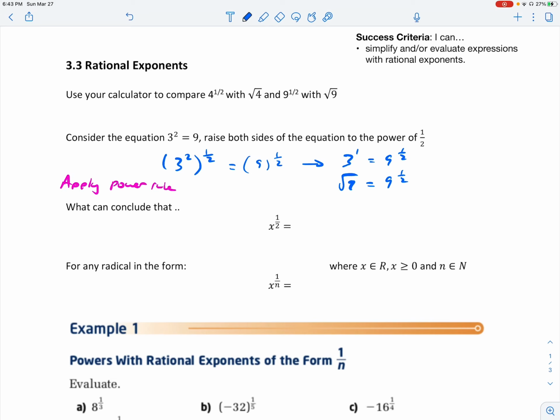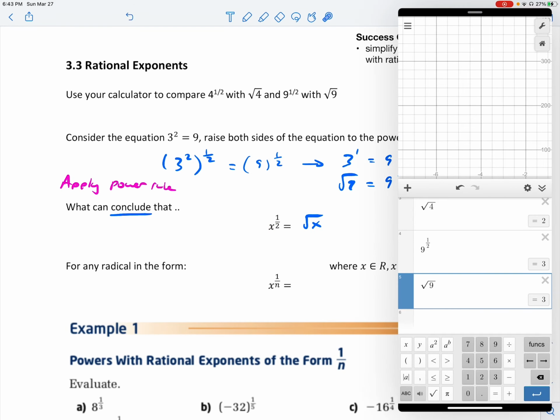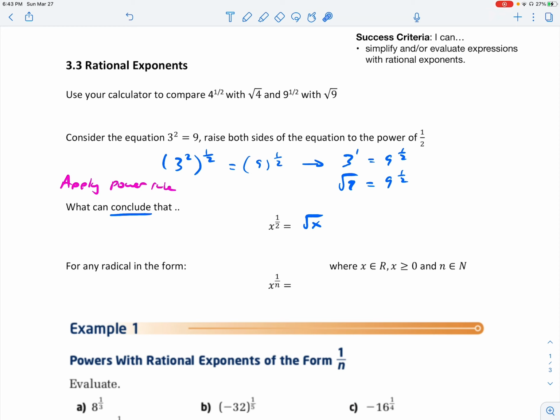So we can conclude that x raised to the exponent 1/2 is equivalent to the square root of x. You can pick anything you want for x, do that in your calculator, and double check. There are some restrictions for this. Remember, taking a square root, x always needs to be greater than or equal to 0.